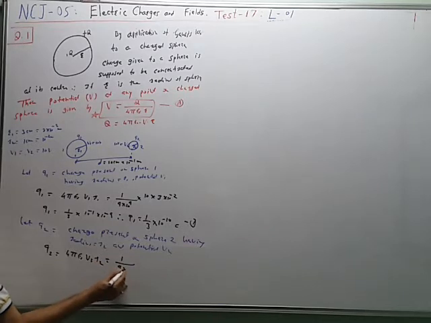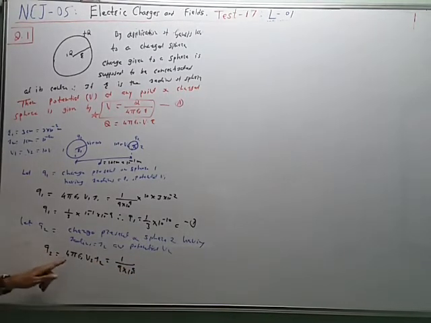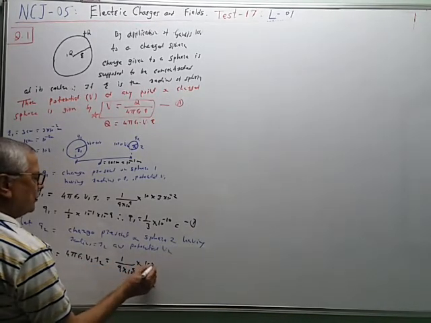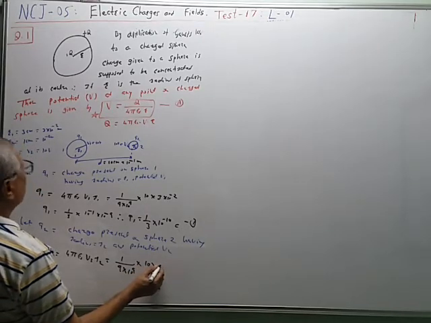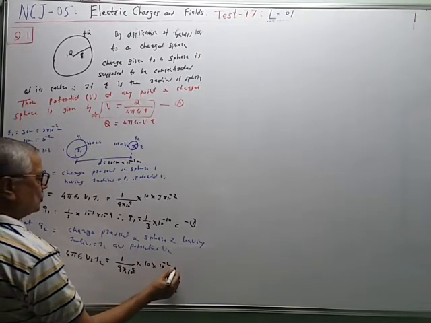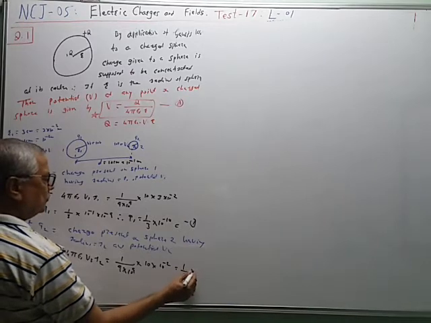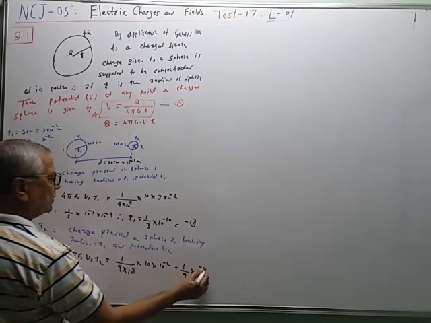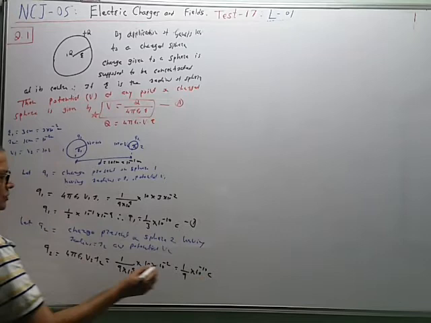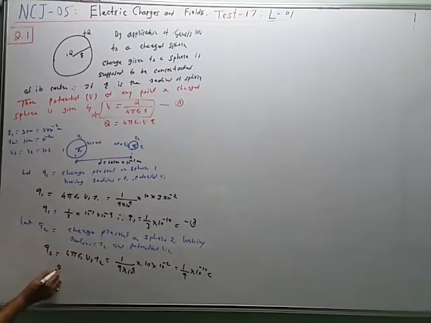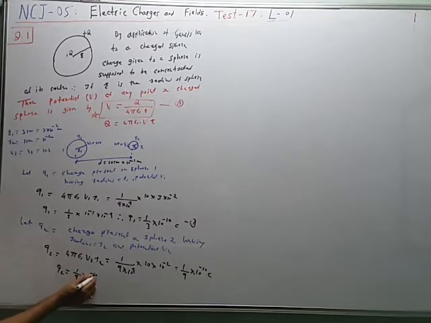So 1 upon 9 into 10 to 9. We know this value. 1 upon 4 pi epsilon naught is equal to 9 into 10 to 9. So we have taken reciprocal. V2 is equal to 10 volt and R2 is equal to 1 centimeter, that is equal to 10 raised to minus 2. So this is equal to 1 by 9 into, directly I will use the answer. So this is Q2. So we know Q1, Q2. Q2 is equal to 1 by 9 into 10 raised to minus 10 coulomb. This is equal to 2.